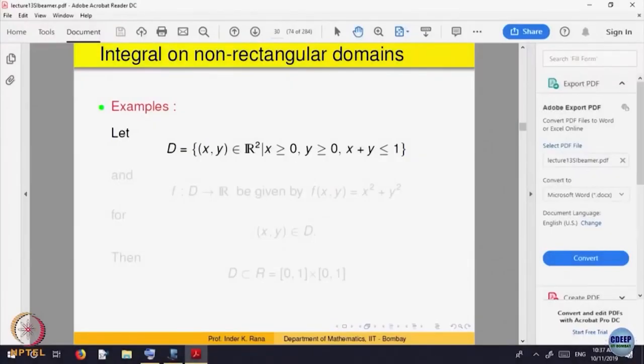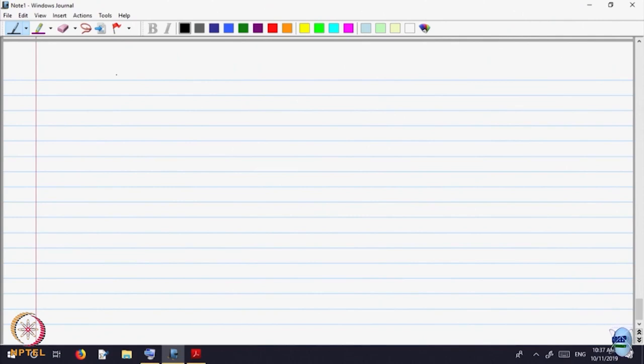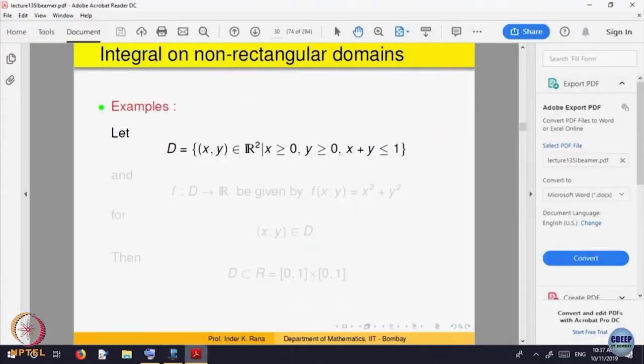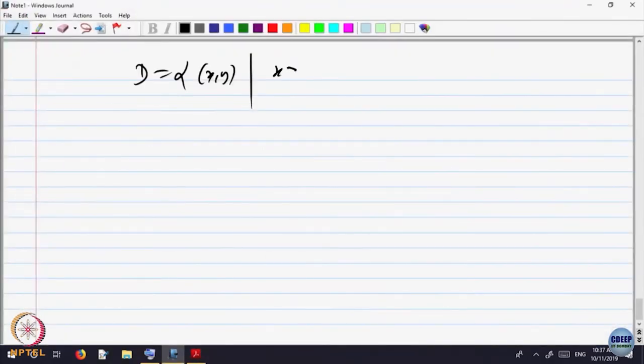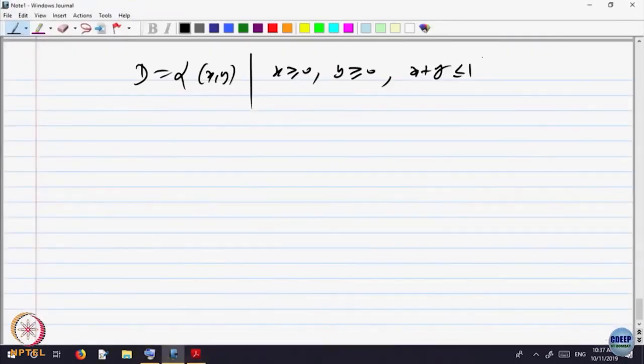So let us look at the example. So he says, look at x is bigger than 0, y is bigger than 0, x plus y less than or equal to 1. So what does it look like? So domain D is (x, y) such that x bigger than 0, y bigger than 0 and x plus y less than or equal to 1.